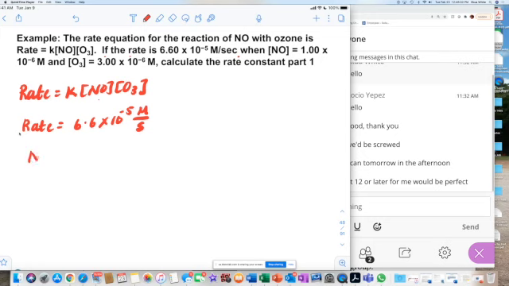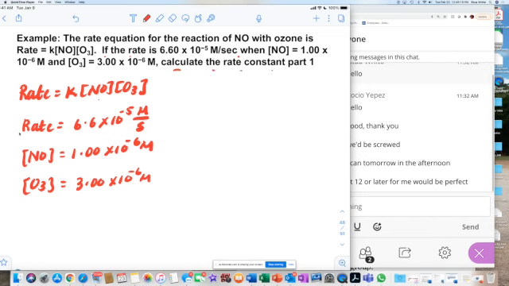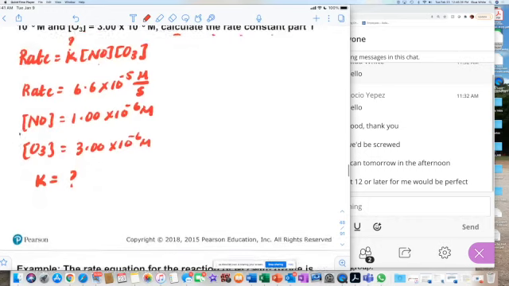When NO concentration is 1.00 times 10 power negative 6 M, and O3 ozone concentration is 3.00 times 10 power negative 6 M, calculate the rate constant. Solve for K. What is K? We're trying to solve for K. So this is like you've gotten your rate law from the first order reaction thing. They give you the experiment numbers, and they tell you to solve for K. We can do that, right?